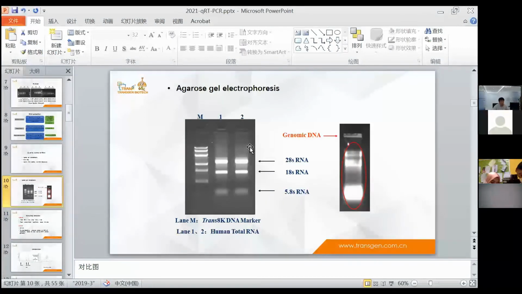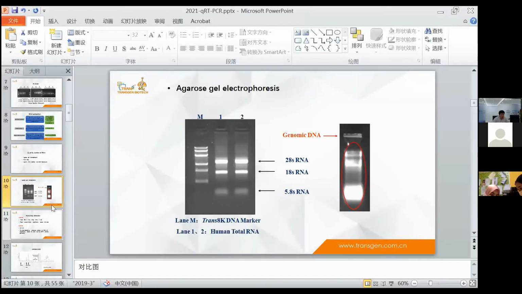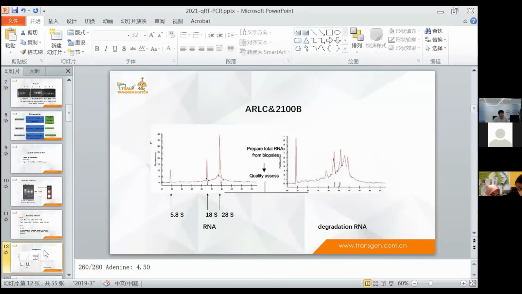So this one is the very good quality of the RNA. And also you can use this Agilent machine to detect the integrity of the RNA. So you have to use different methods to detect the different characters of the RNAs.